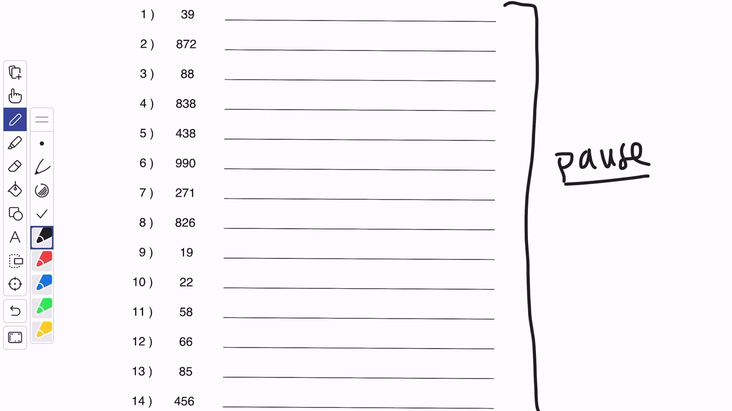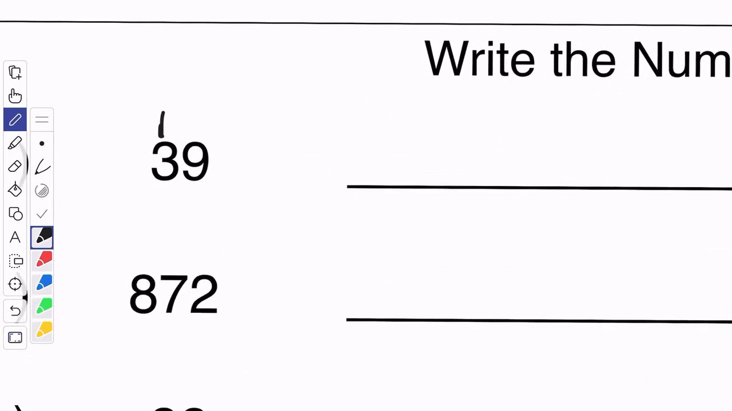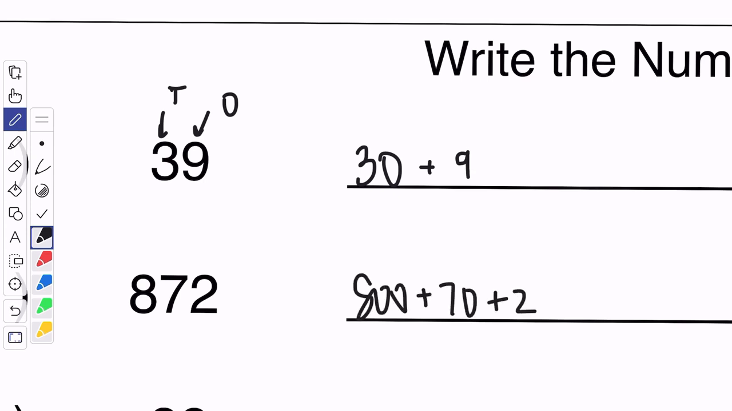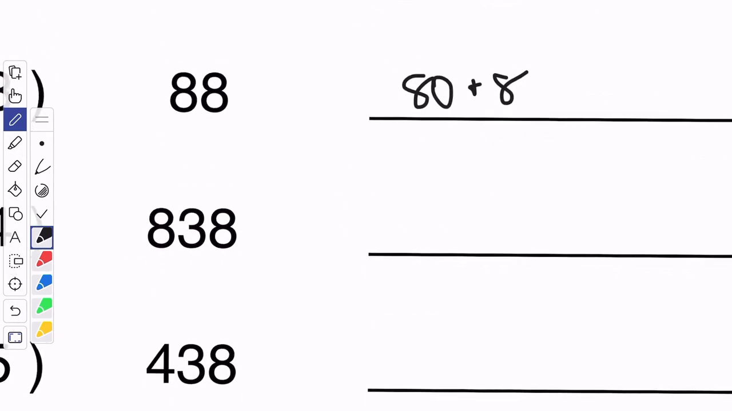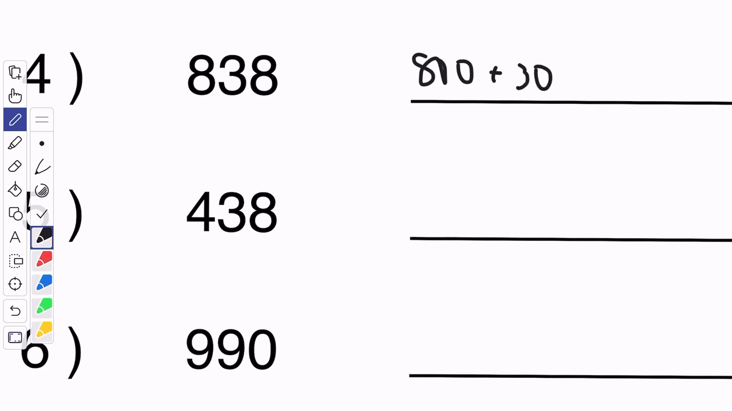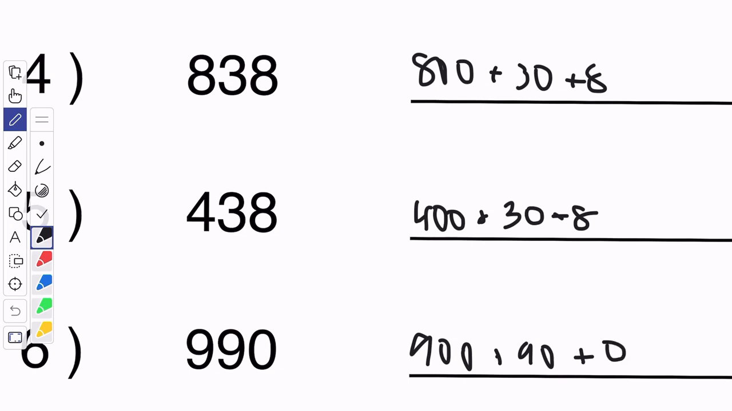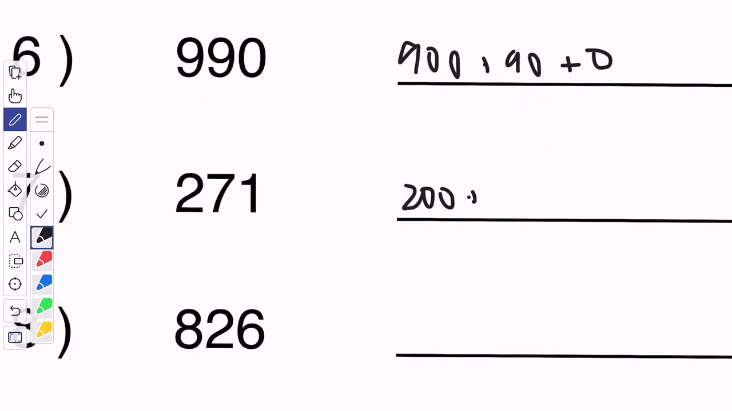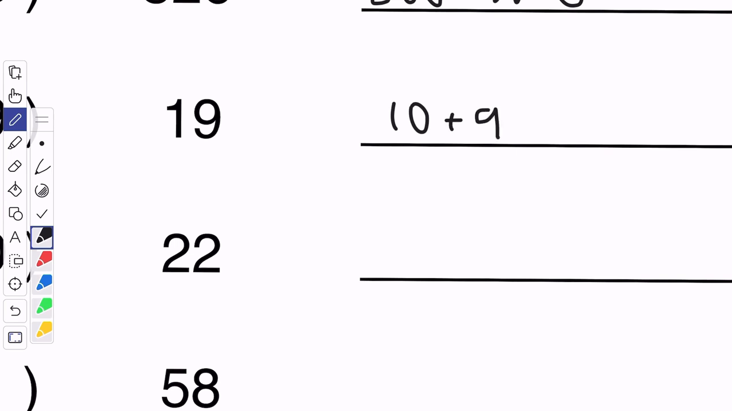Okay, so you guys should be done. We have a two-digit number here, so here is our tens and here is our ones. So you have 30 plus 9, 800 plus 70 plus 2, 80 plus 8. We have 800s plus 3 tens plus 8 ones. 400s plus 3 tens plus 8 ones. 900 plus 9 tens plus 0 ones. 200 plus 7 tens plus 1 one. 800 plus 2 tens plus 6. 10 plus 9. 20 plus 2.